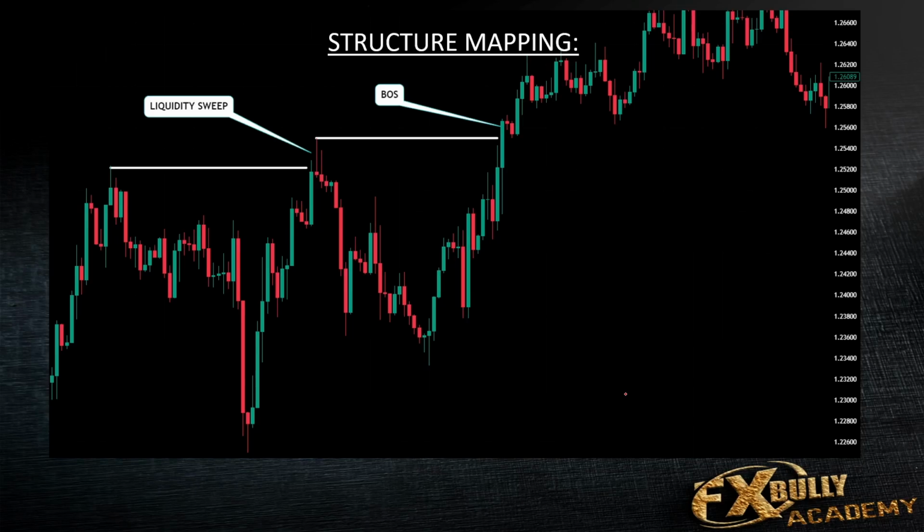Now if we go into structure mapping, it is a way of marking our structure. The way that I do it is that I do not consider this a break of structure, rather I consider this a sweep of liquidity. The market came from this low, swept liquidity, then pushed back. Someone will say to me, this is a higher low, but they will be incorrect. This was a sweep of liquidity. Therefore, this is not a lower high. A lower high will be here.